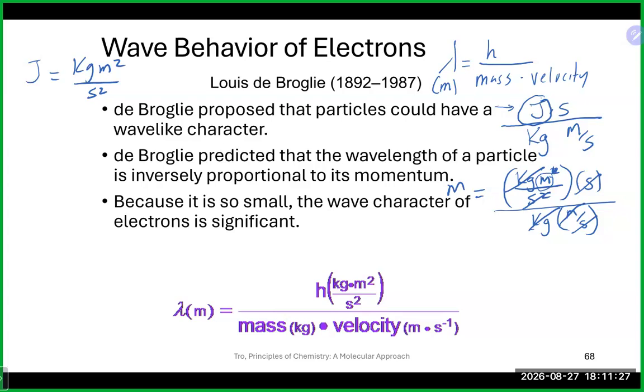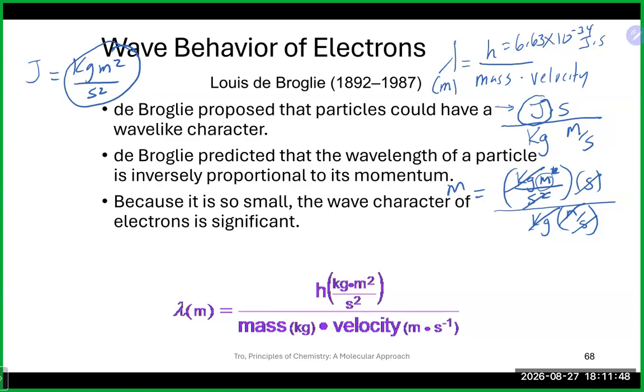So when you're calculating the de Broglie wavelength, you will end up in meters. The good news is this h honestly is still the same number. It's still 6.63 times 10 to the minus 34. It is still technically joule seconds. But again, by using that definition of a joule, that is how we get ourselves to meters at the end of it.